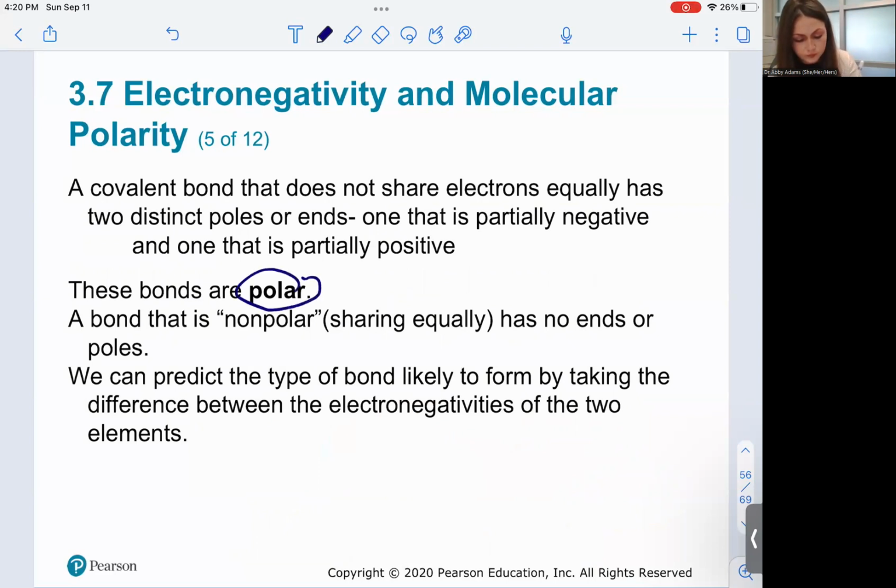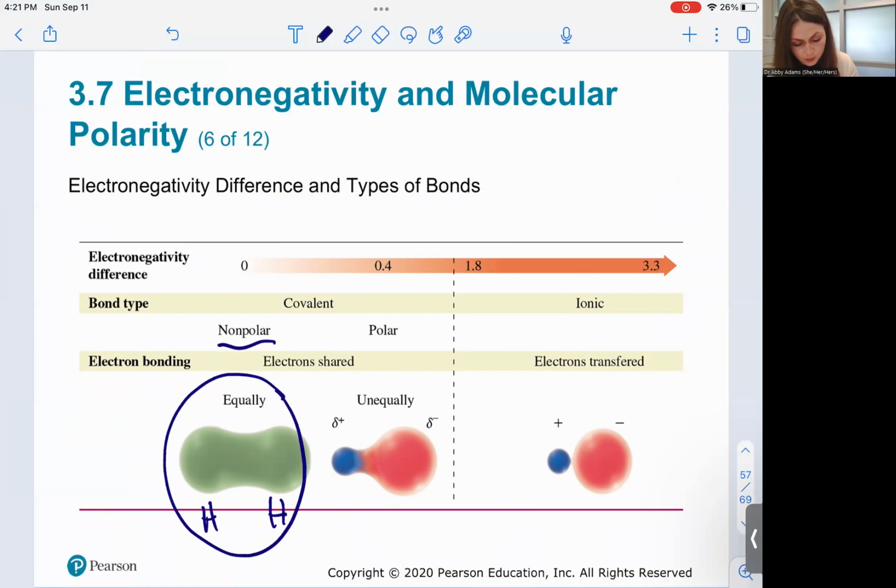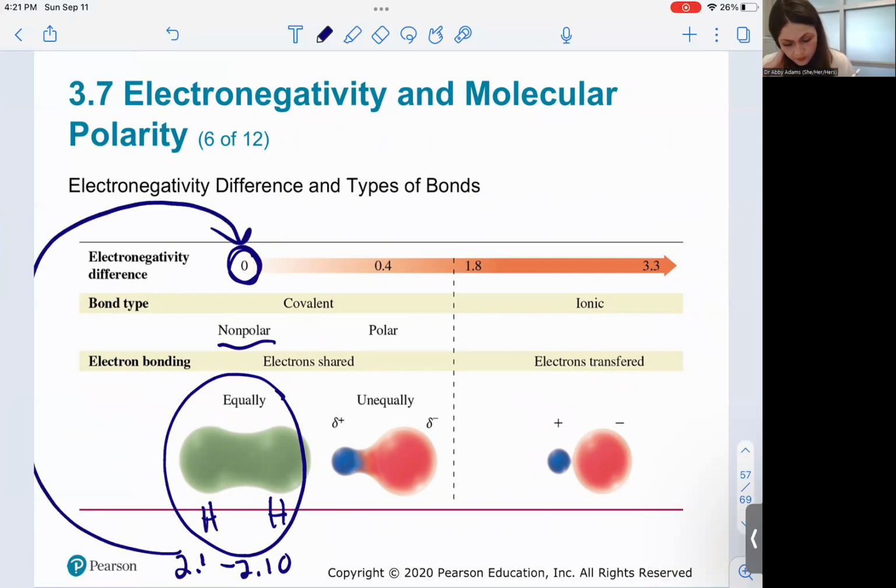All right. So one that is nonpolar is sharing equally, right? So once again, you can just look at the periodic table or electronegativity, the difference between the electronegativities, to understand what the polarity is going to be like. You can use it as a predictor. And so here shows you, all right, if we have two hydrogens sharing equally, that's nonpolar, so it has 0. The difference between the electronegativities of hydrogen, 2.1 minus 2.1, we get 0, right?